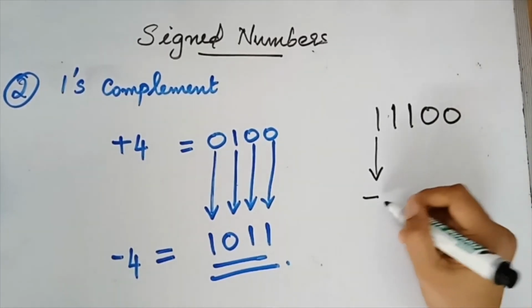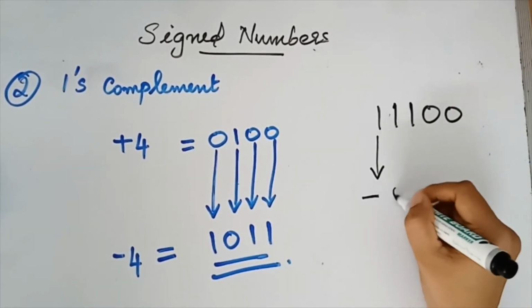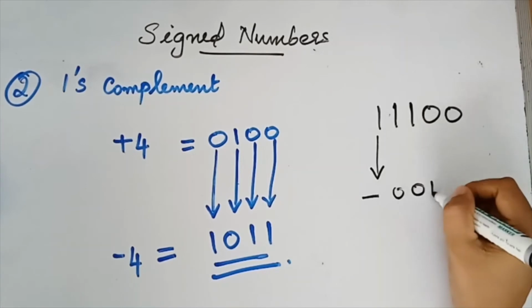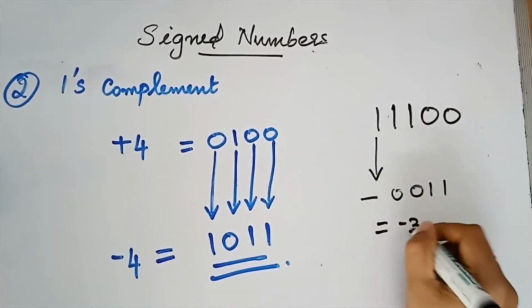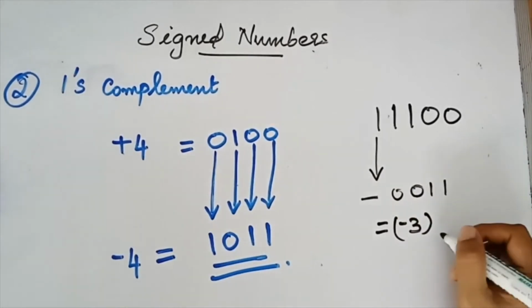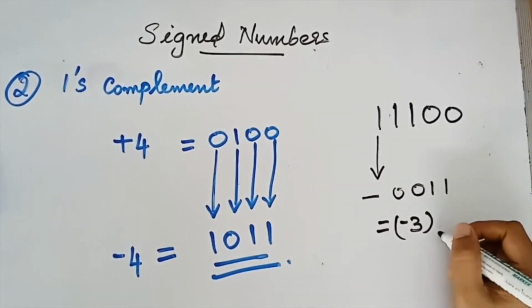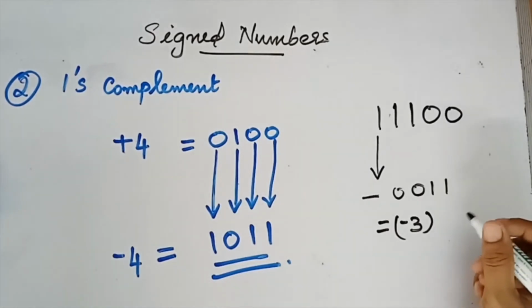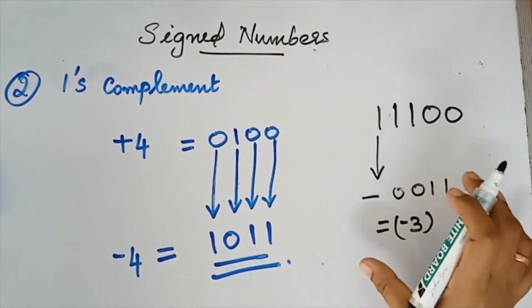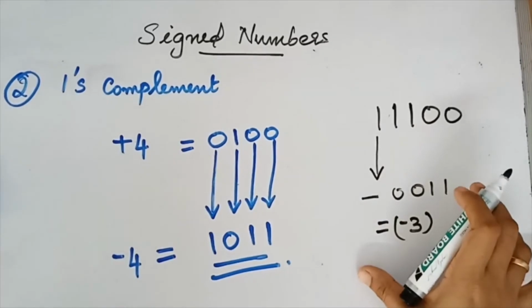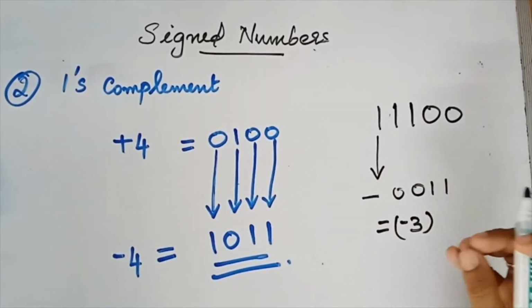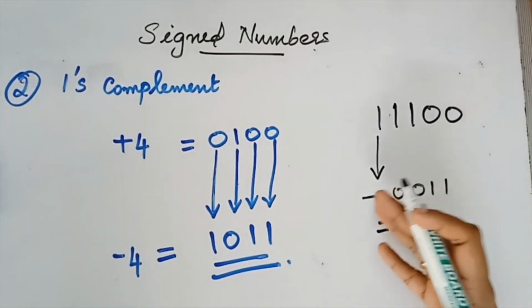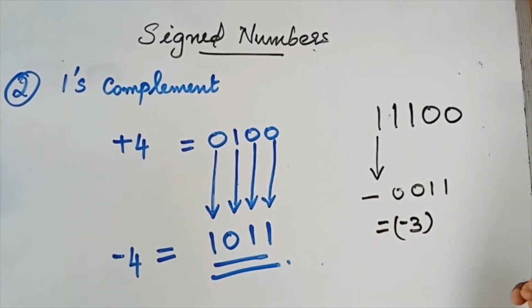So what is the actual number? It is -0011. That is 3. That is, the answer is actually -3. Okay, that's how you find out the decimal value of a particular signed magnitude or ones complement form of a number.